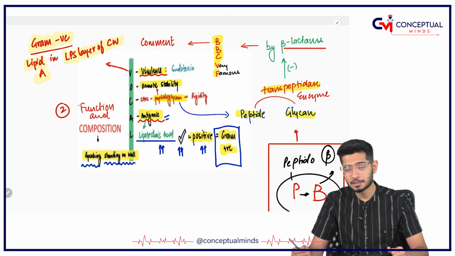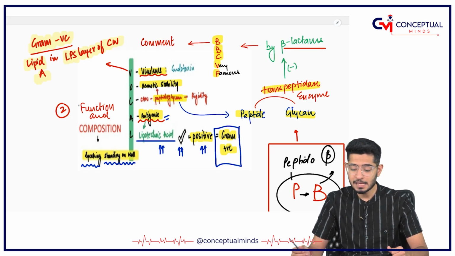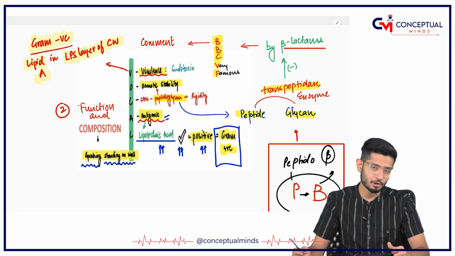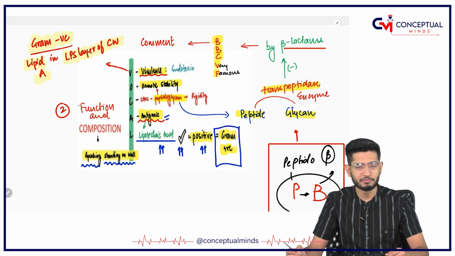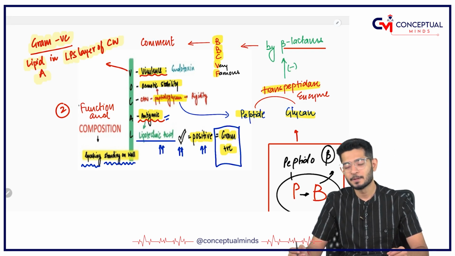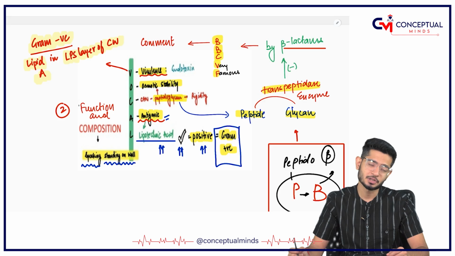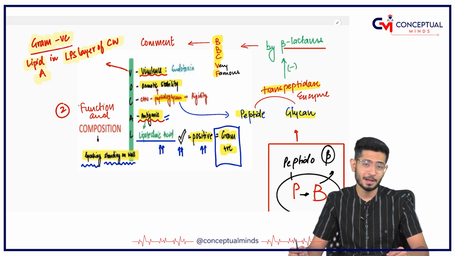Once this beta-lactam group of antibiotics acts on the bacteria, the peptidoglycan is going to get vanished. The bacteria will no more be rigid and the survival will not be there. The bacteria is going to die. That is why beta-lactams are used as antibacterials.